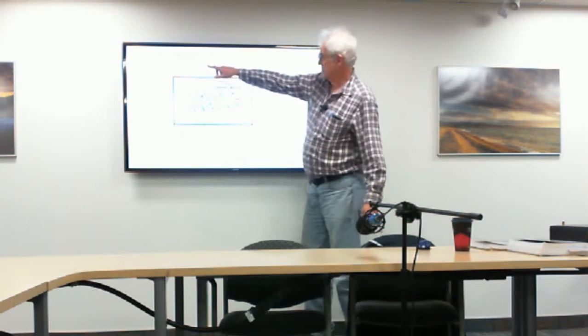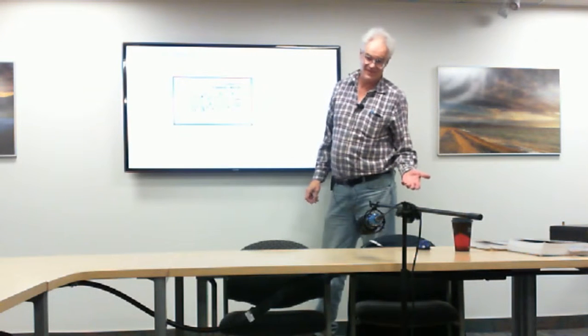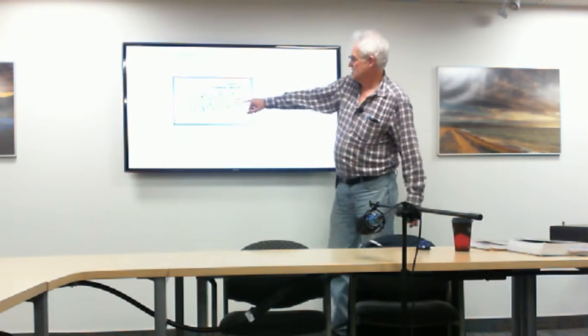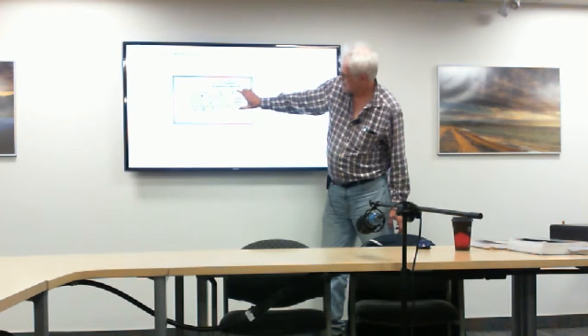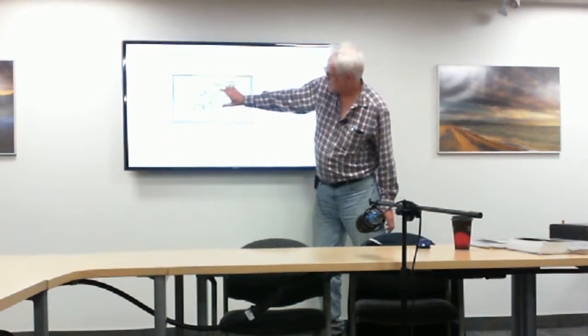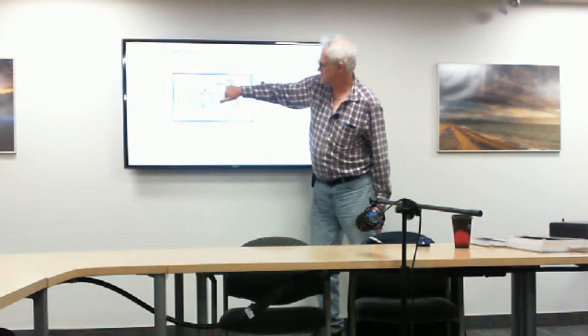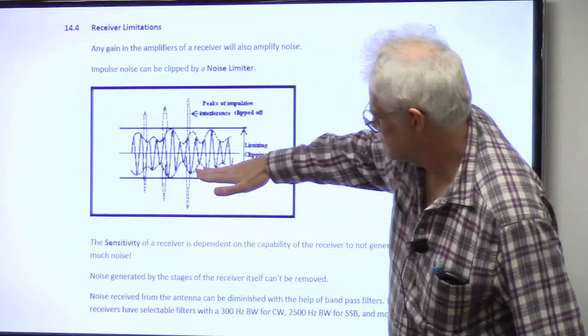All right. Like I said here, the limitation of the receiver: any gain in the amplifier of the receiver will amplify our signal, but also amplifies the noise because the amplifier can't tell the difference between them. So typically we'll put a noise limiter in, which will basically clamp the level to a certain maximum value. So here we're basically cutting off these noise peaks, these impulse noise peaks. We're just basically cutting them off.